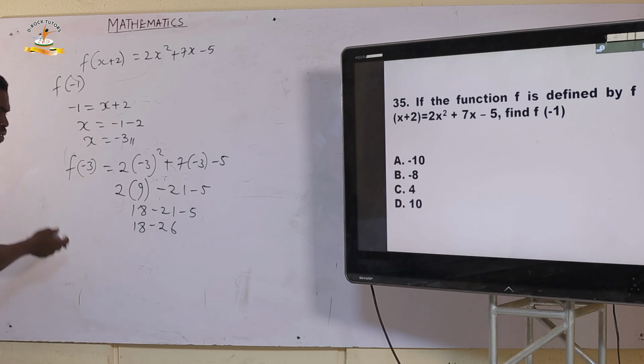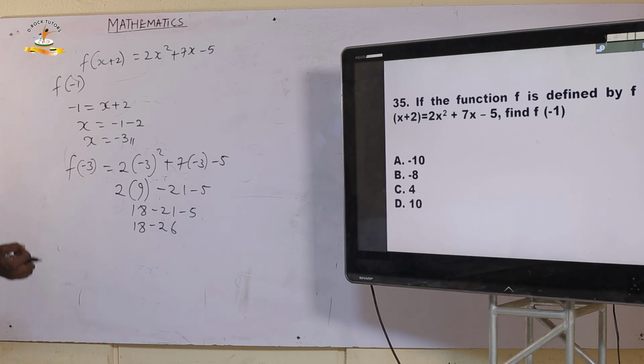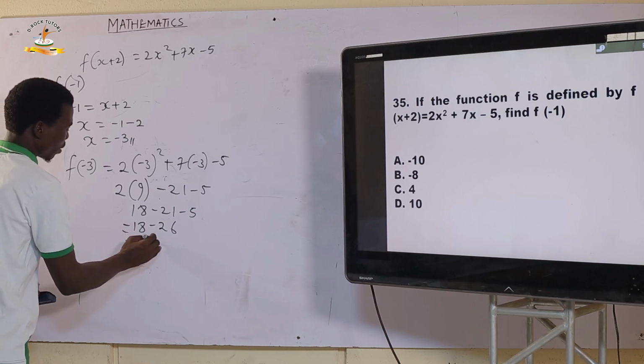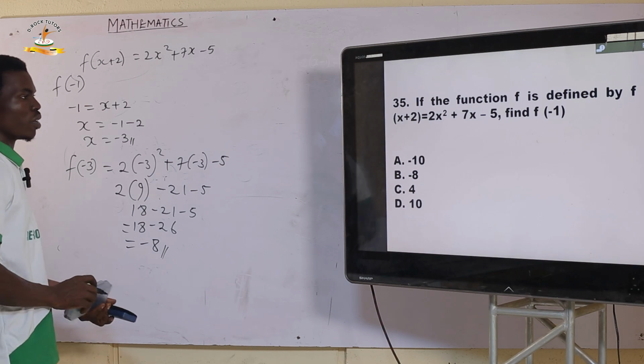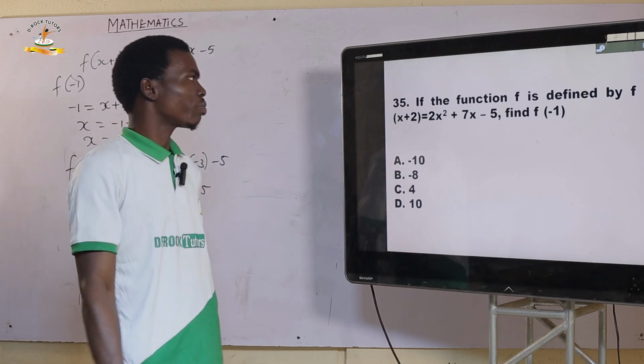So it's 18 minus 26. And you know the solution to that? 18 minus 26 is simply minus 8. So our answer is simply minus 8. So that is the solution for that, and B is the answer to that one. We go to the next one.